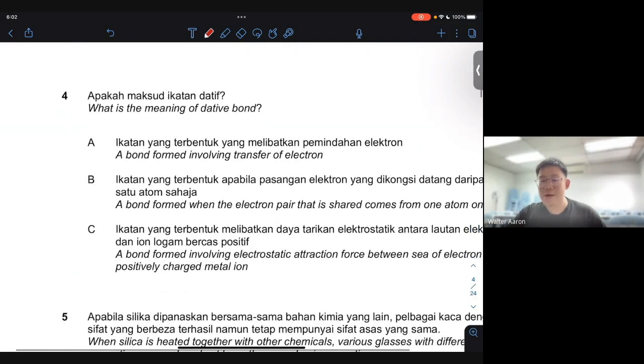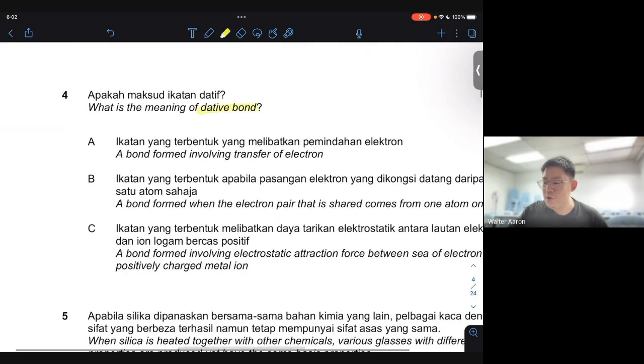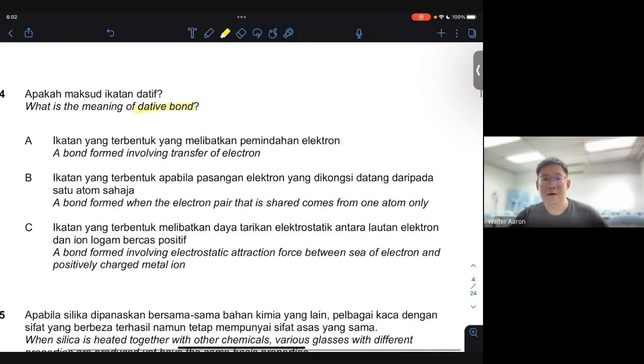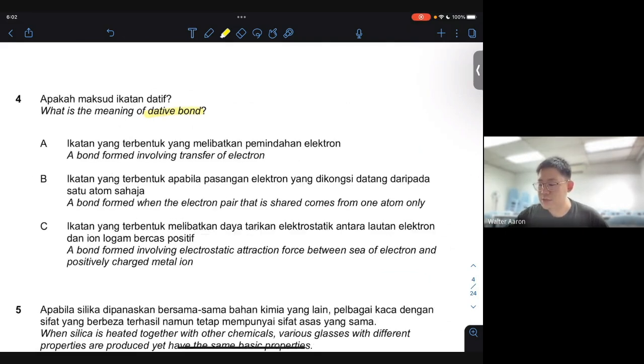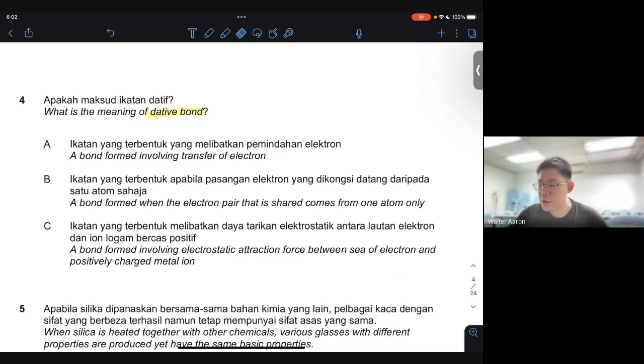Number 4, what is the meaning of dative bond? Dative bond is also known as dative covalent bond, where for these dative covalent bonds to be formed, there must be a lone pair of electrons donated directly to another ion with an empty valence shell. So the best answer to describe that particular situation will be B, where you see over here it says a bond formed when an electron pair that is shared comes from only one atom.